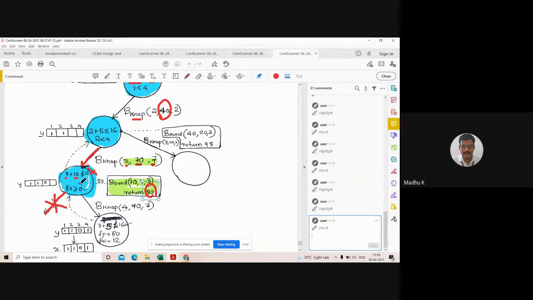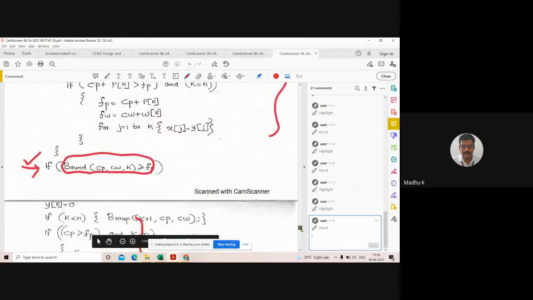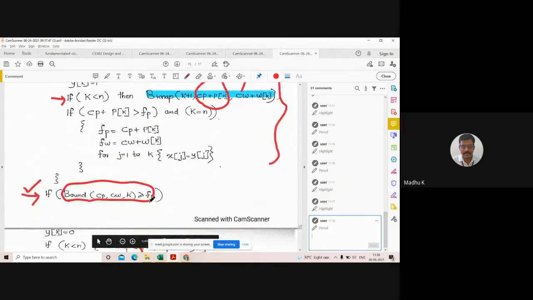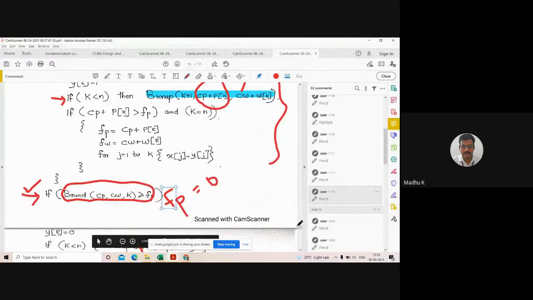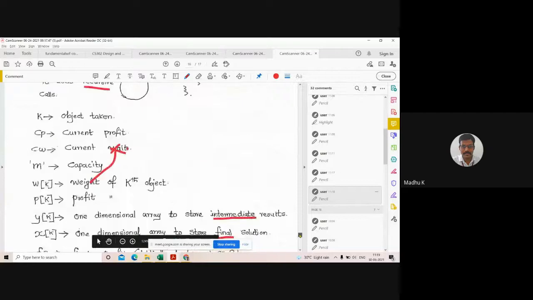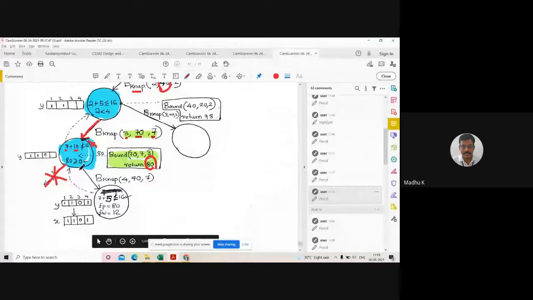So next, what will this do? This will check this part: if bound is greater than or equal to fp. I already told you fp is initially assigned to -1 or 0. I am assuming 0 here. 80 is greater than 0. So what will I do?